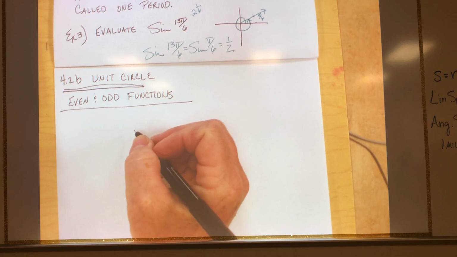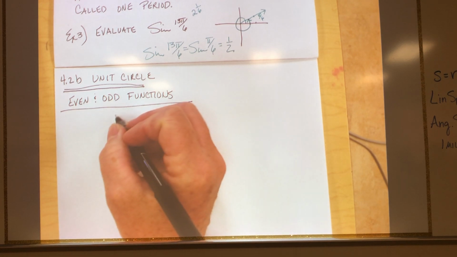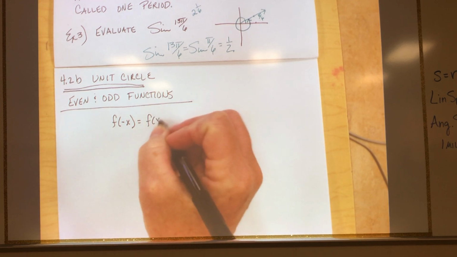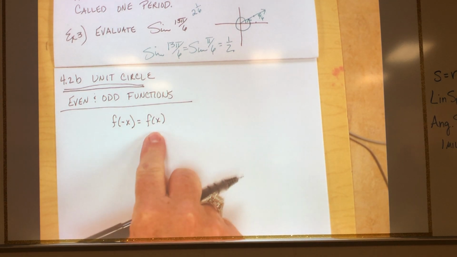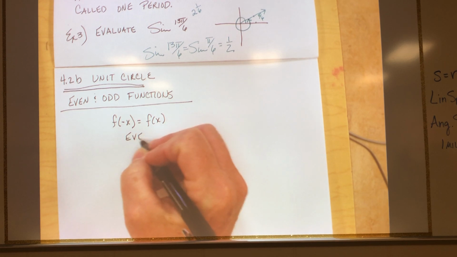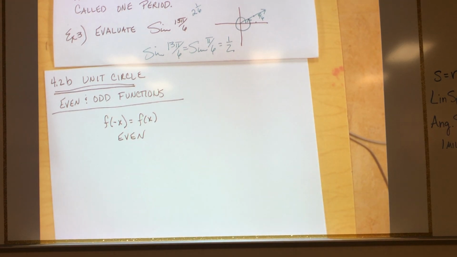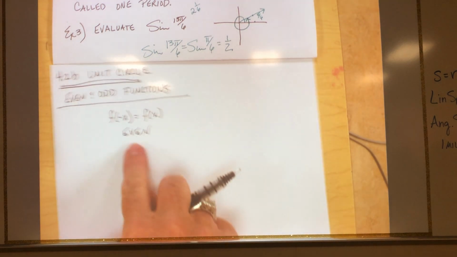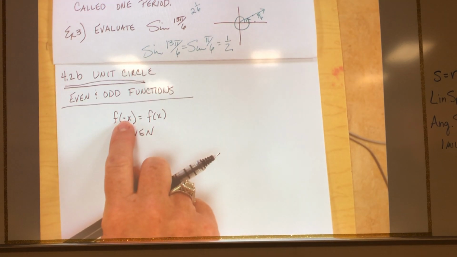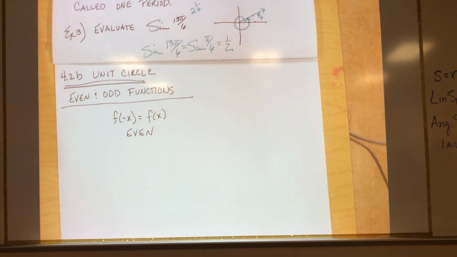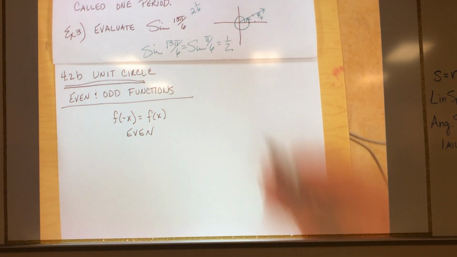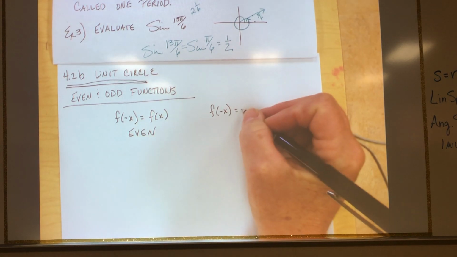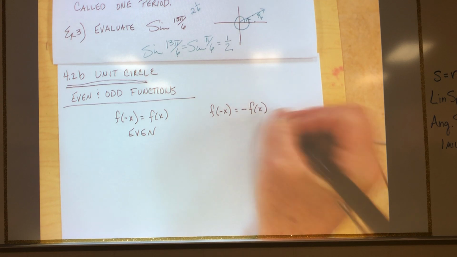So, f of negative x equals f of x, then my function is even. Now, what happened to the negative sign? Got rid of it. Yeah, it just went away, okay? If it's an even function and you have a negative angle in here, it just goes away. All right? Now, if you have f of negative x is equal to the opposite of f of x, what happened to that negative sign?